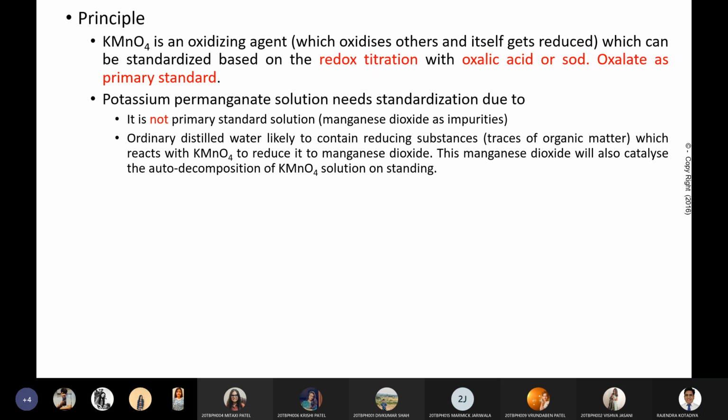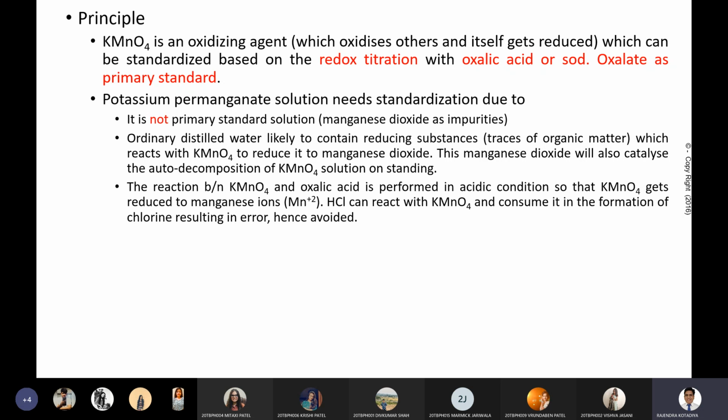Second, if we use normal or ordinary distilled water, it generally contains many reducing impurities, many traces of organic matter, which act as reducing substances. These reducing substances react with the KMnO4 solution, and that decreases the concentration of the KMnO4 solution as well.